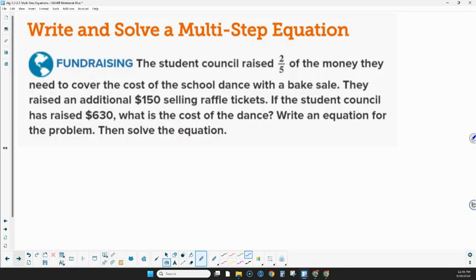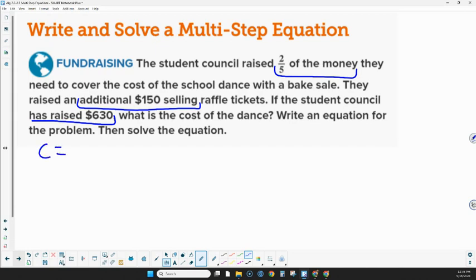We have this fundraising account. Okay, so the student council raised 2/5 of the money they need to cover the cost of a school dance with a bake sale. They raised an additional 150 selling raffle tickets, and then what they've raised so far is 630.